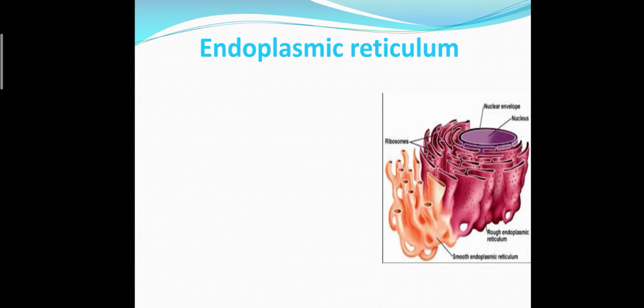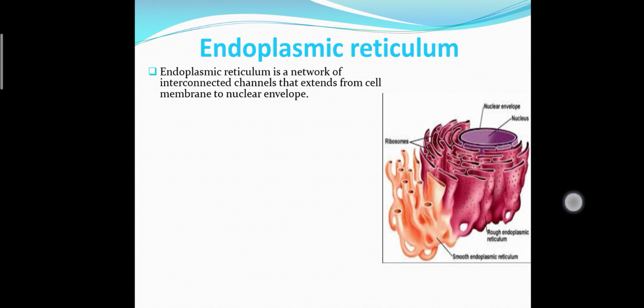What is endoplasmic reticulum? It is a network of interconnected channels that extend from the cell membrane to the nuclear envelope. It exists in two forms, rough endoplasmic reticulum and smooth endoplasmic reticulum.